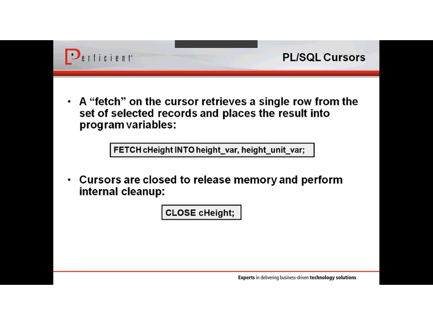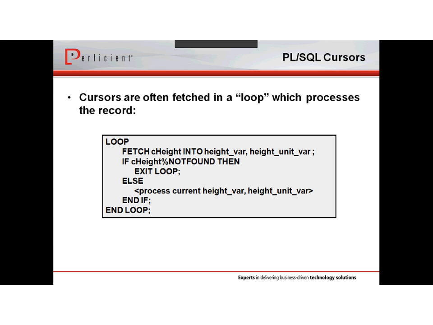Now, cursors are often fetched in loops. So you have a cursor loop. And in PL/SQL, the loop syntax is basically loop and end loop, and then what happens in each execution of the loop. Well, we're going to have a loop which is going to process the cursor. So in that loop, the first thing it's going to do is fetch cHeight into the height var and height unit var. Then it's going to check: if cHeight not found, then exit the loop. If you have no more data, the system variable, cHeight%NOTFOUND.